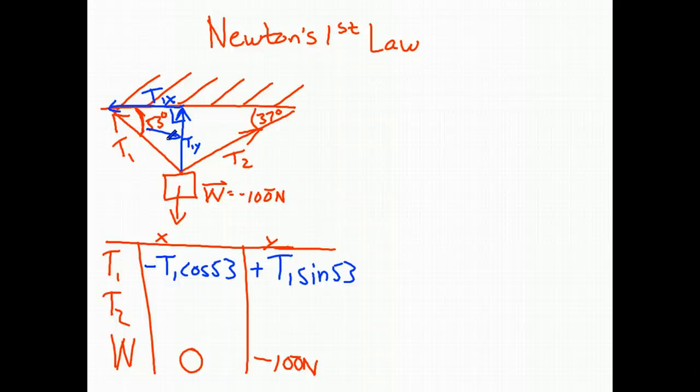In T2 we do the same thing. The difference in T2 is that both are positive, and we have to change the angle here. So T2 we have plus T2 cosine of 37 and plus T2 sine of 37. The table here makes it a lot easier. The difference between this one and last one is now we're going to have two equations that both have two unknowns in them.